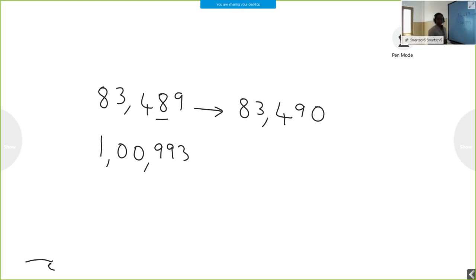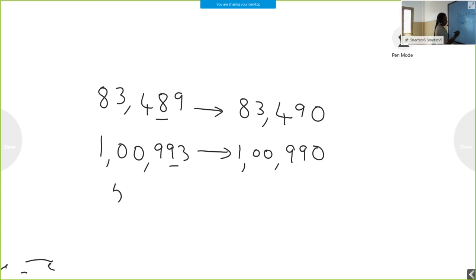993. Round off to the nearest 10. For this, underline the digit in the tens place. Again, looking at the digit in the ones place, it is 3, which is less than 5. So no need to add anything to the tens place. Just keep the tens place the same. So it becomes 1009 itself. But the remaining ones place digit you have to put as 0.